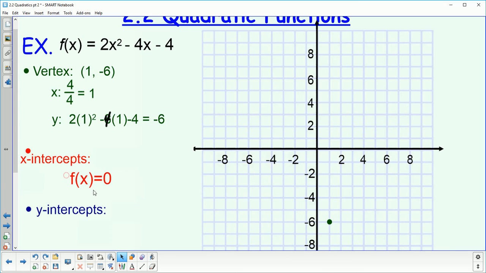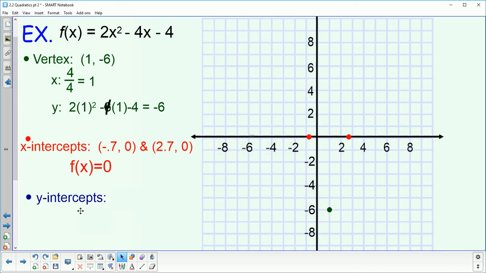Okay, the x-intercepts, remember, means f of x equals 0, like we just talked about. You set this whole quadratic expression equal to 0. Use your quadratic formula, you'd get 2 points: negative 0.70 and 2.70. So negative 0.70 is about right there, and 2.70 is going to be about right there. So that gives us our two x-intercepts. And then finally, plugging in 0 for x gives us our y-intercept, which is 0, negative 4. So I'm going to put that point right there.